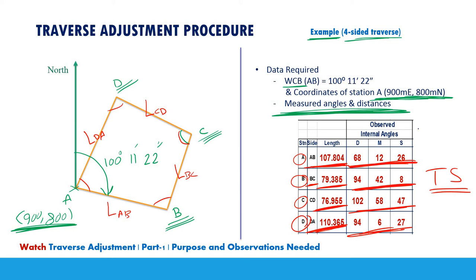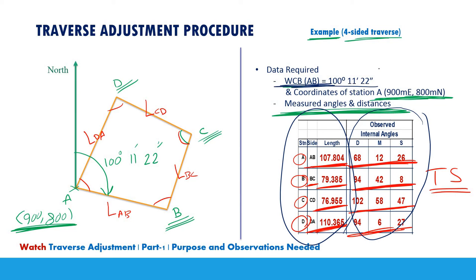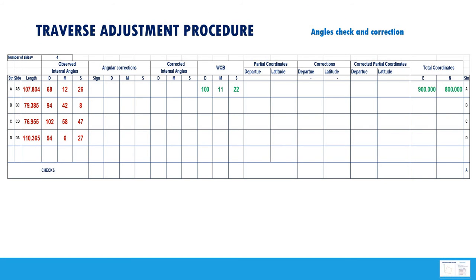So the observed angles from here and the distances from here, the whole circle bearing of line AB is given to us here, and the coordinates of station A are given here. Just transfer all of these values to the table. Okay, as you can see here, now we have our table ready to start the calculations.